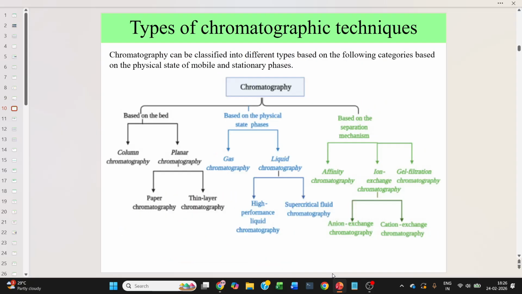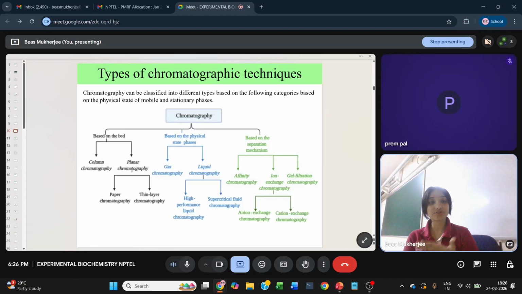Right. So now we will talk about the different kinds of chromatography techniques. Chromatography can be divided into different types based on the following categories: the physical state of the mobile and stationary phases. Chromatography based on the bed: what is a bed? The bed is what is there inside the column. So based on the bed, there can be column chromatography, and there can be planar chromatography.